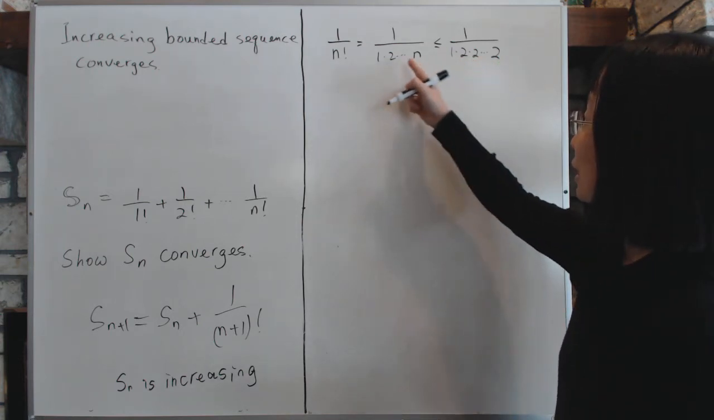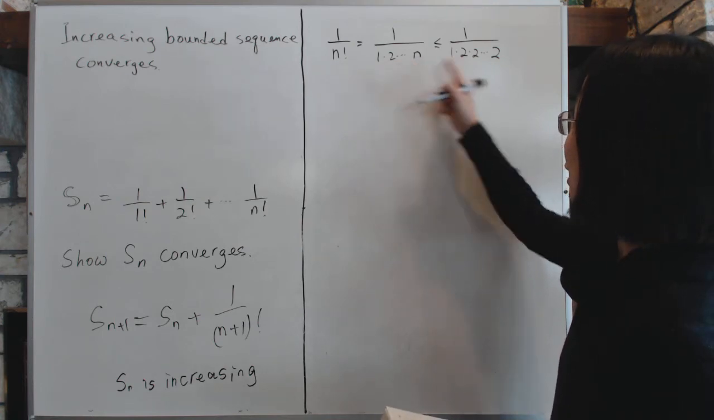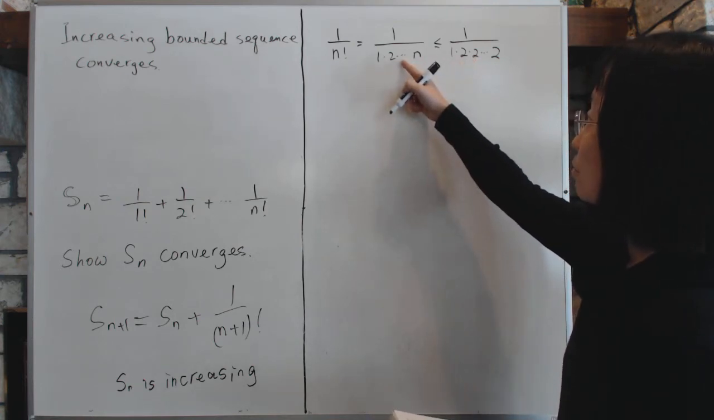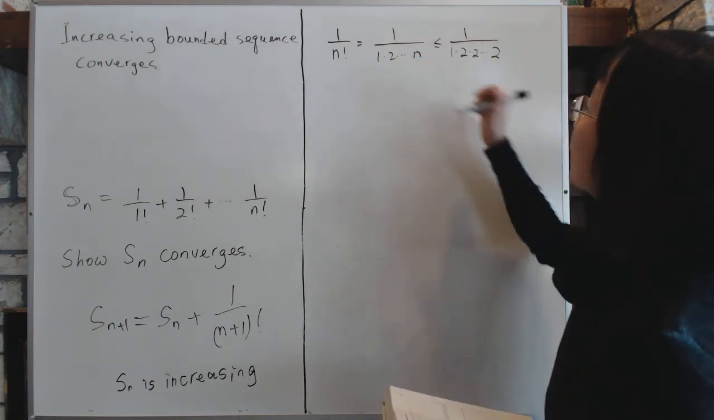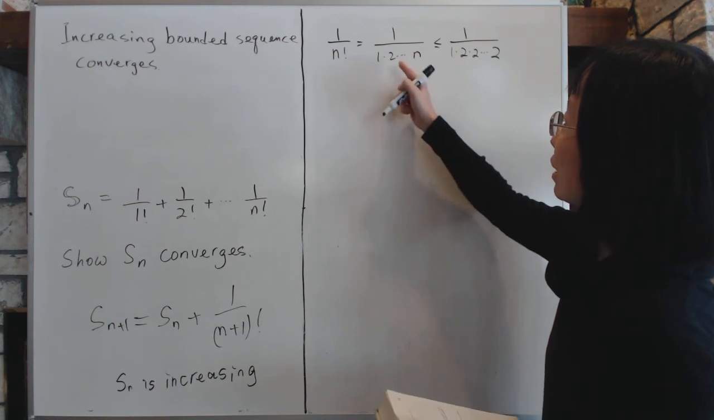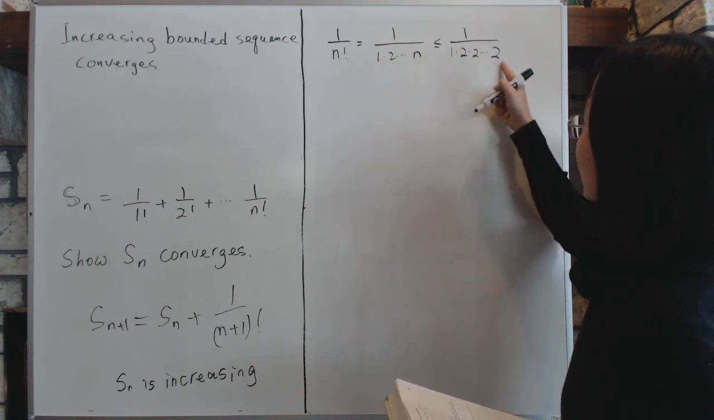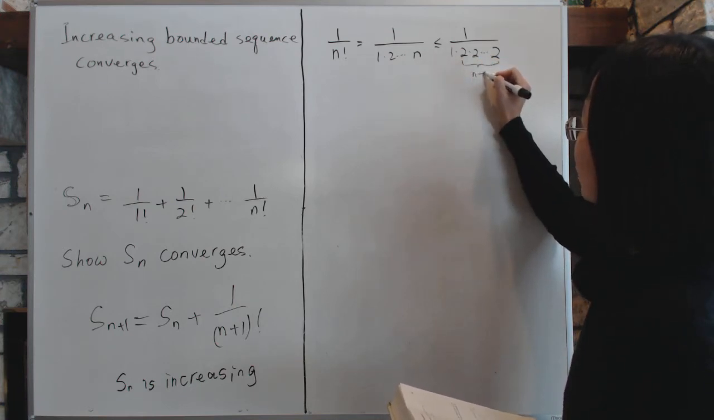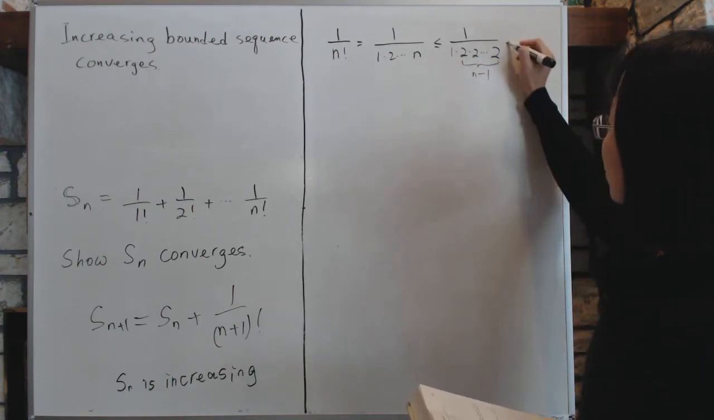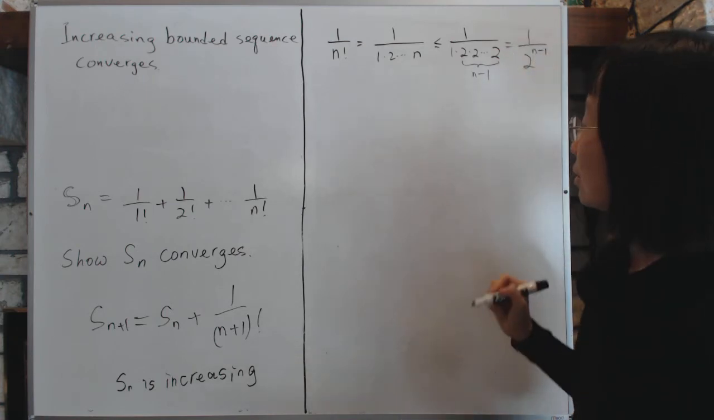Because 2 is less than anything in here once it goes past 2, then this number is less than this number, which means the fraction is going to be bigger. And how many things are here? We're counting from 2 to n. The whole thing has n terms, this also has n terms, so from counting here, it has n minus 1 terms. So this equals 1 over 2 to the power n minus 1.